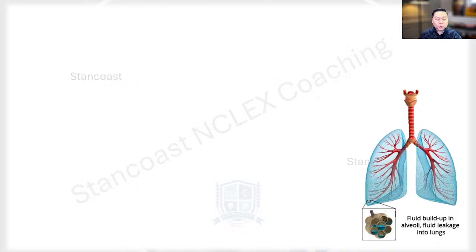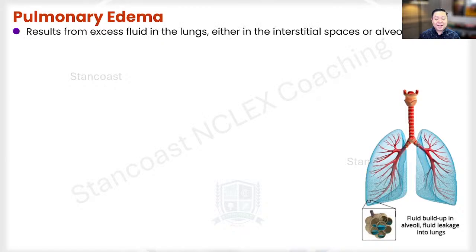Now we're going to switch into another topic here about the pulmonary edema. So what is this? Basically, this is a problem that is caused by an excess of the fluid in the pulmonary circulation, and this is really going to cause excess fluid in the alveoli, okay? Or it could be the interstitial spaces as well.